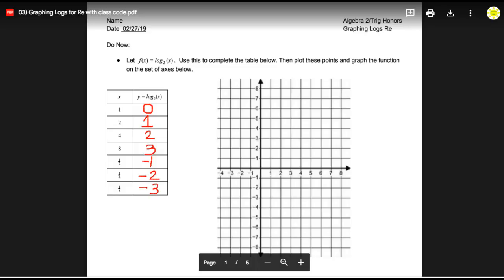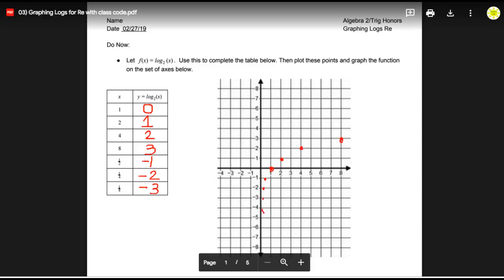Now I'm going to use this table to plot my points. So I have 1, 0. I have 2, 1. I have 4, 2. And I also have 8, 3. Oops. Now these points are somewhere between 0 and 1. So something like this: 1/2, -1, 1/4, -2, my 1/8.